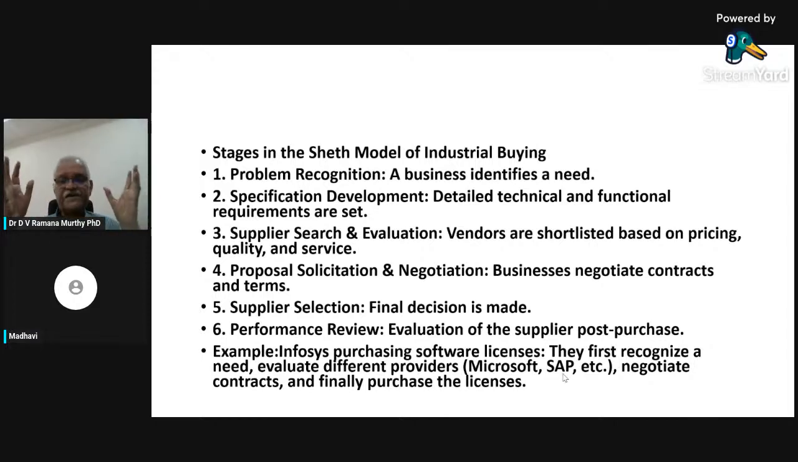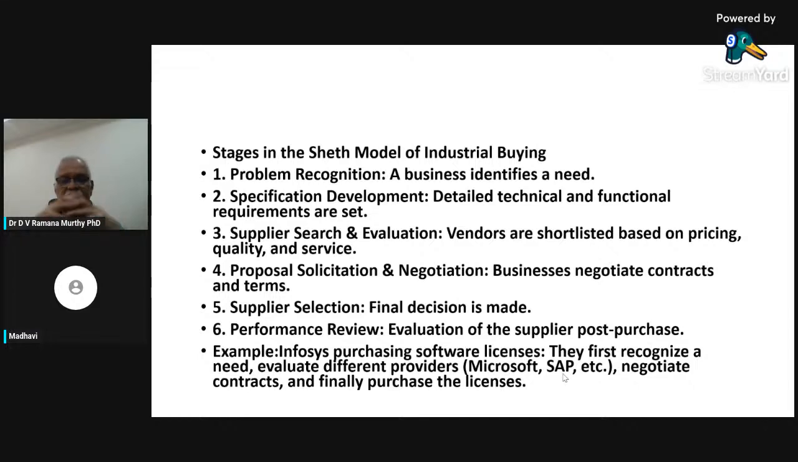You collect a lot of information regarding vendors and shortlist them based on many considerations. Maybe budget, maybe supplier superiority, quality, supplies. So vendors are shortlisted based on pricing, quality, service, availability, continuity, all these things. So the third one is evaluate. First of all, search the suppliers, shortlist them, evaluate them, and pick.